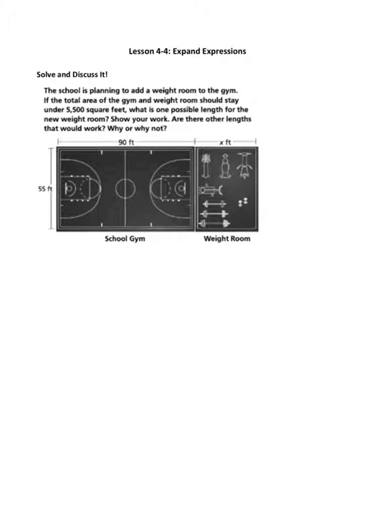So if you take a look at the solve and discuss on the screen, you want to go ahead and read over that. It says the school is planning to add a weight room to the gym. If the total area of the gym and weight room should stay under 5,500 square feet, what is one possible length for the new weight room? Show your work. Are there other lengths that would work?